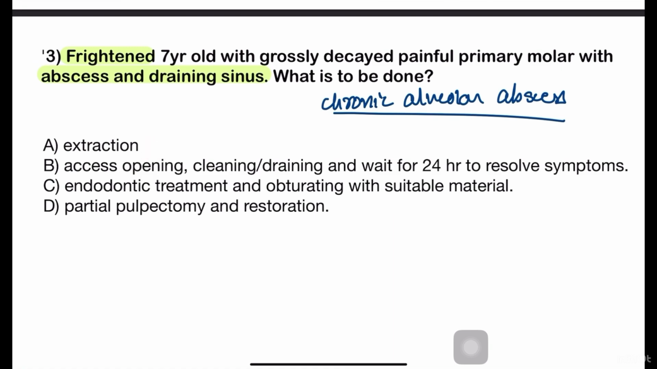Next is access opening, cleaning, draining and wait for 24 hours to resolve the symptoms. Yes, this is the correct option, because endodontic treatment and obturating with suitable material we cannot do in a single go, as we have to give some time to resolve the symptoms. So here the answer is access opening, cleaning, draining, and wait for 24 hours to resolve the symptoms.